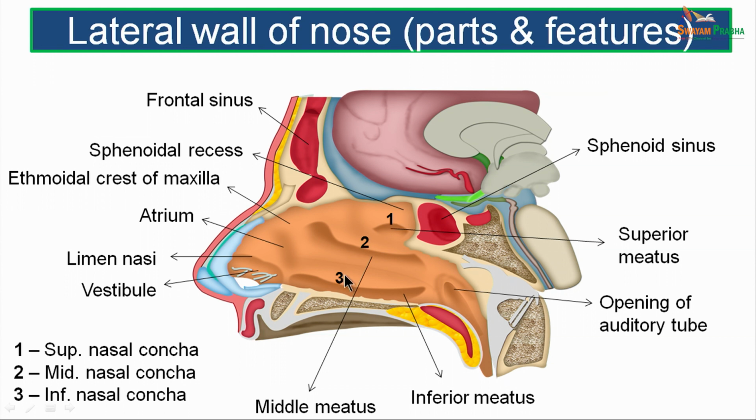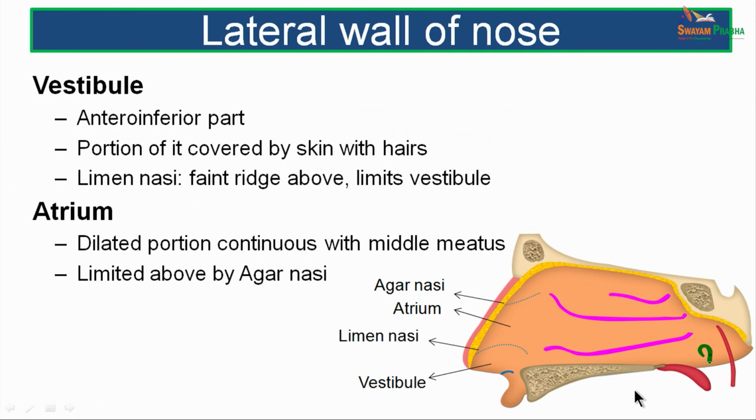Marked as 1, 2 and 3 are the three nasal conchae: superior, middle and inferior, and seen deep to each are the meatuses: the superior meatus, the middle meatus and the inferior meatus. Behind the posterior nare, we see the nasopharynx, which shows the opening of the auditory tube. Also seen in this picture, anteriorly is the frontal sinus, and at the posterior end of the roof we see the sphenoidal air sinus.